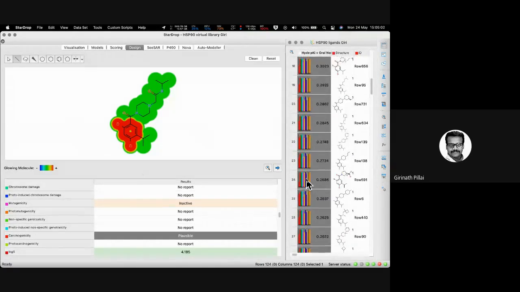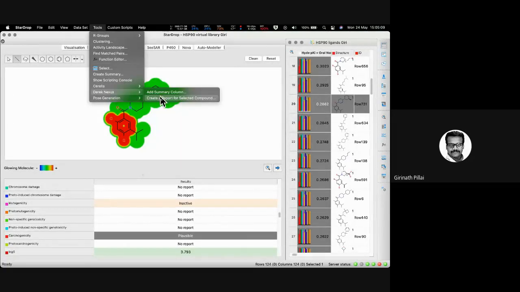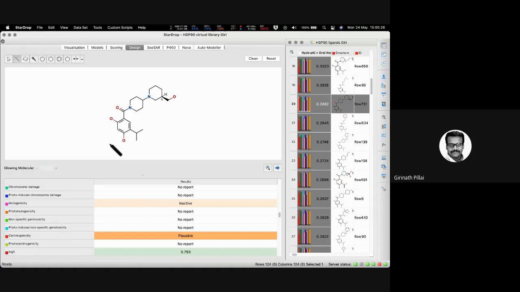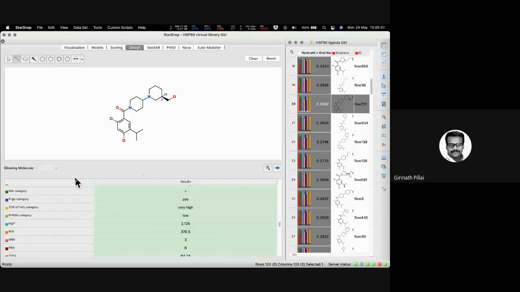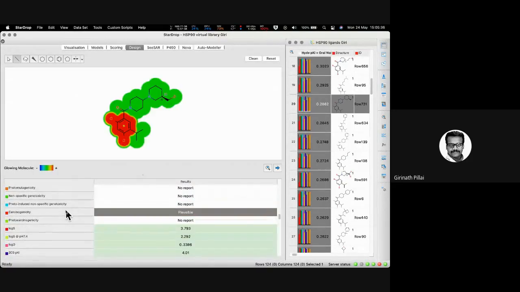Now, going to the 20th molecule, which is our best biologically active molecule, let us go through this report also to see how these compounds look on the toxicity side. The HERG is equivocal here, not plausible. Skin sensitization is plausible again, and mutagenicity is inactive because most of the structures are just derivatives. Now, what we want to do is get rid of this carcinogenicity.